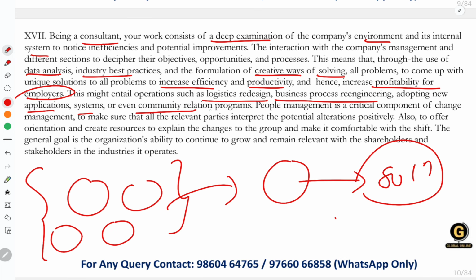This is what he can do. But people management, handling people in the company, is a difficult task. Why? Because we'll have to explain the alteration to them positively. This is what you have to keep in mind. Next, we'll have to create some orientation programs, create resources to explain why this particular change is important, and make them comfortable, so that the whole company will be in profit, you can say simply.